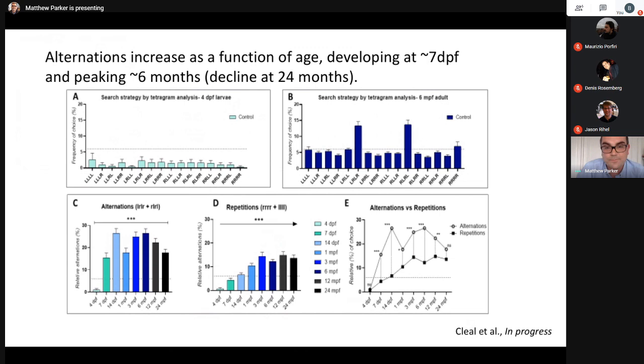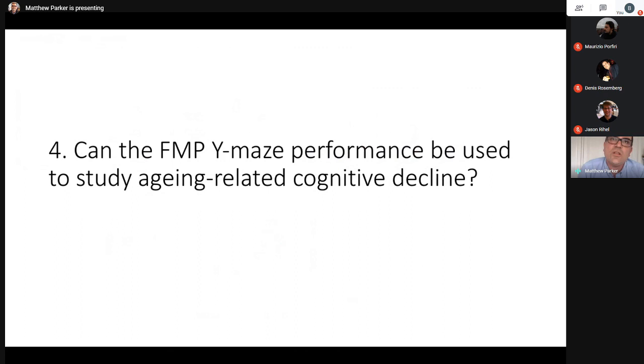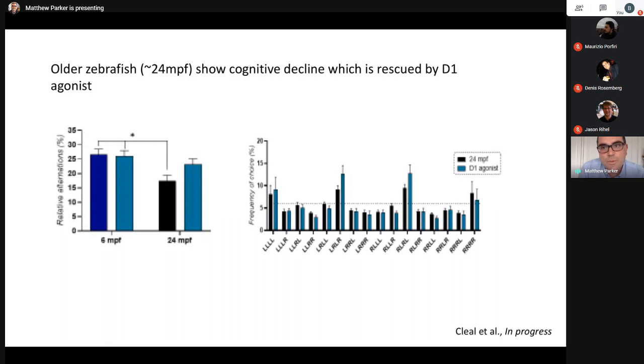Now, based on that idea that we could potentially use the FMPY maze to study aging-related cognitive decline, we wanted to look at whether, if you treated an older zebrafish with a drug that was known to improve cognitive performance, a cognitive enhancing drug, to what extent would that improve the aging-related cognitive decline? So we used a D1 agonist in order to look at what impact that would have.